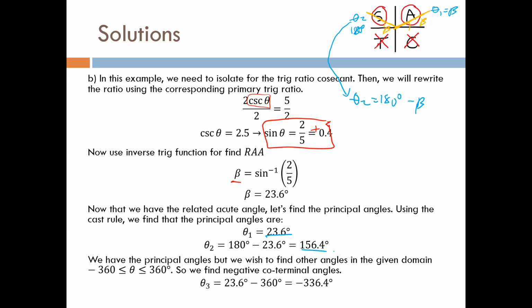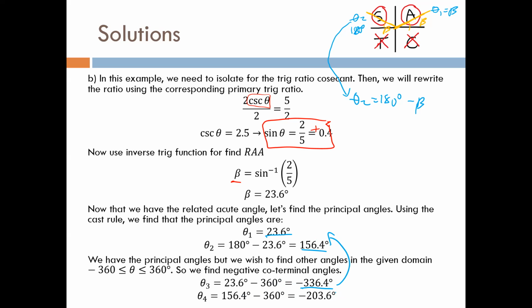So now that we know our two principal angles, finding the other coterminal angles is basically what we did in the other question. Notice that they're not the same answers, just different signs. So we take 23.6 and subtract 360 degrees, which gives us negative 336.4 degrees, and 156.4 minus 360 degrees gives us negative 203.6 degrees.